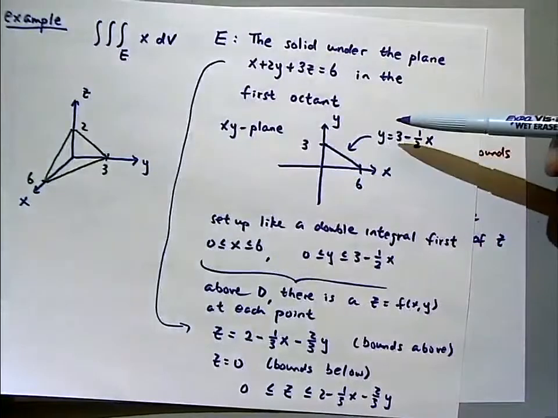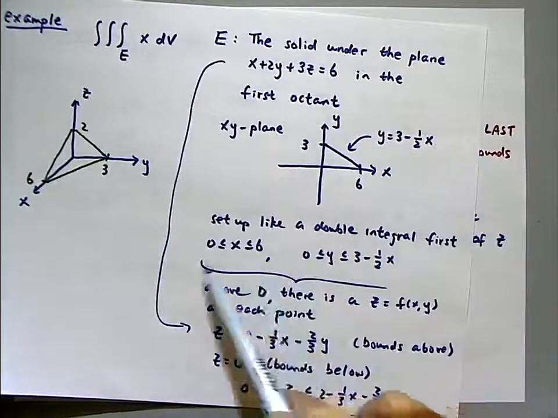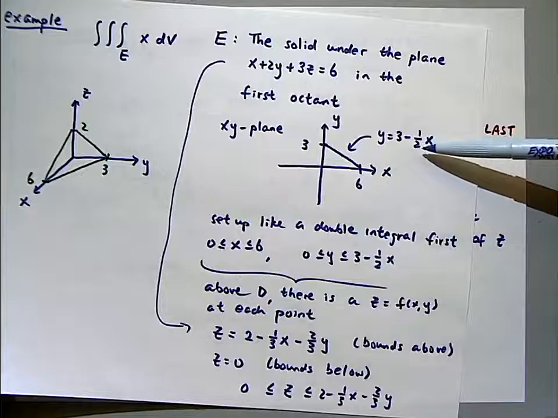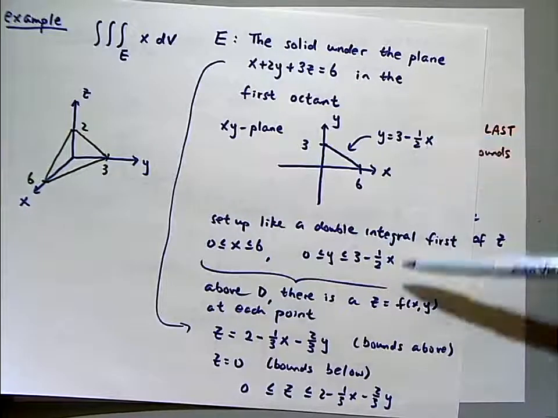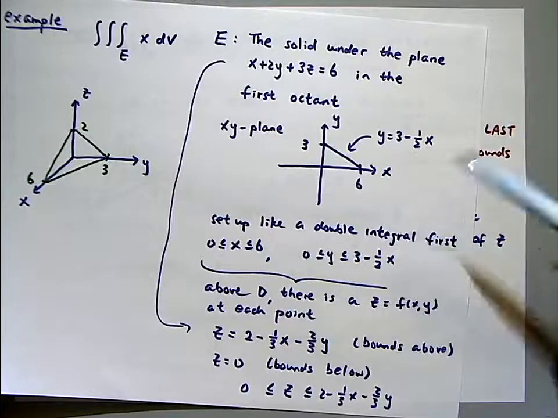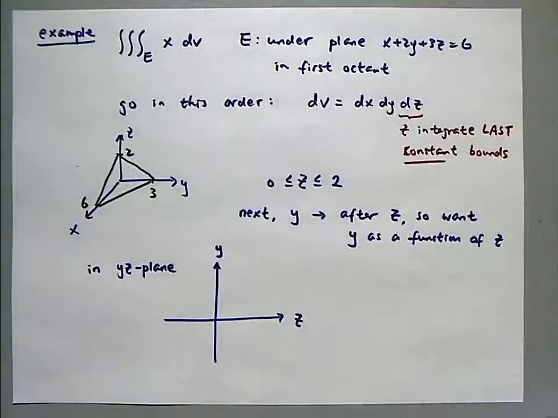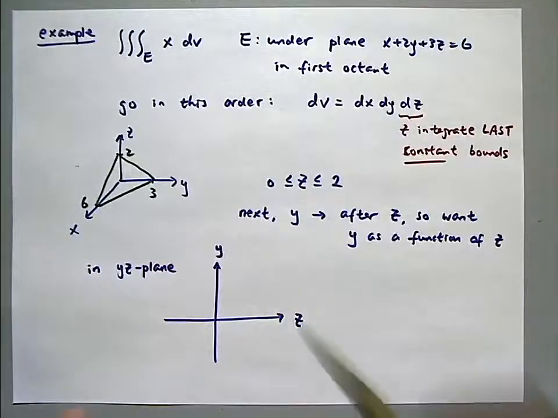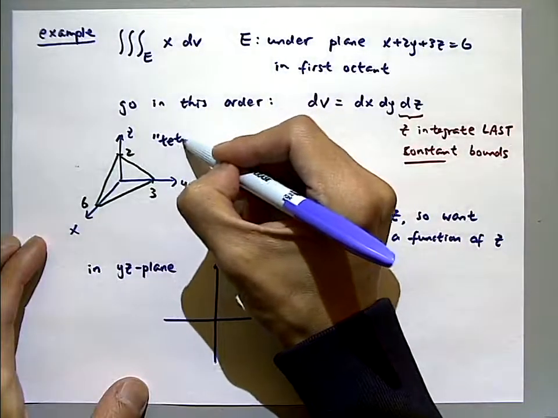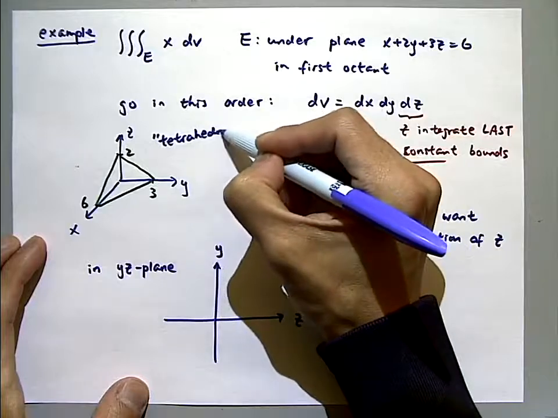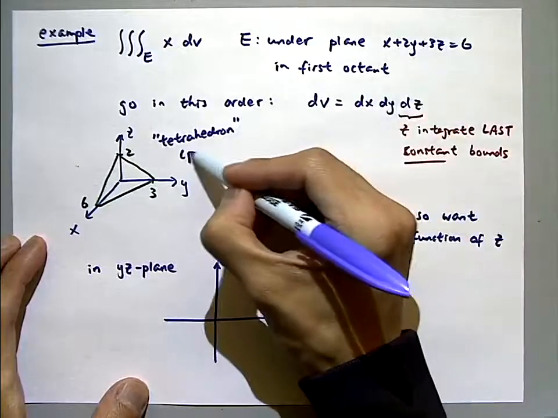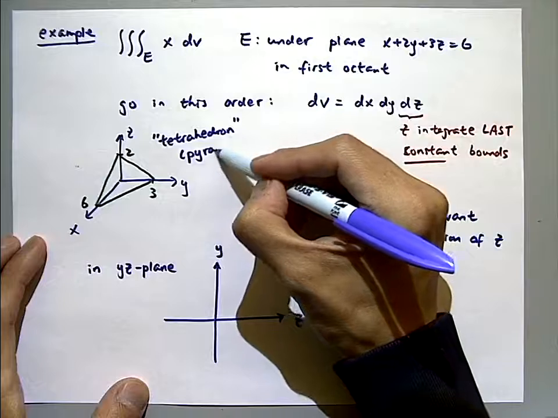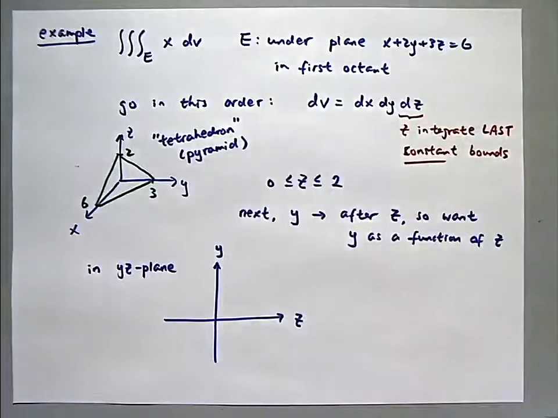This is no different than what we did. First, we gave x a simple bound. And then we found out how y depends on x. And then we found out how z depends on x and y. Exactly the same thing. We're just starting from a different face of that. This, by the way, is called a tetrahedron. It's just a really fancy word for a pyramid. So we're just looking at a different face of that tetrahedron to start.